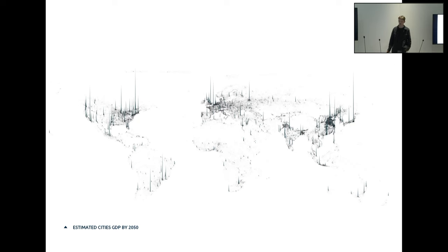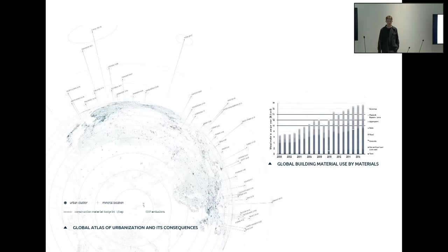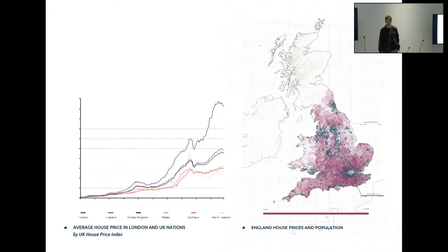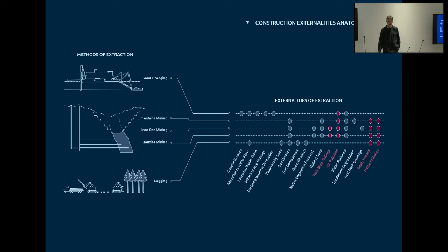Urbanization has led to the concentration of populations and GDP, and the demand for new homes, infrastructure, and services require ever more materials to supply the construction industry. Within the UK, expanding urban areas have caused significant land use change, and the average house price within cities has also increased as a result. The increasing demand for construction materials results in externalities at every stage. For example, offshore sand dredging destroys ecosystems and causes coastal erosion.